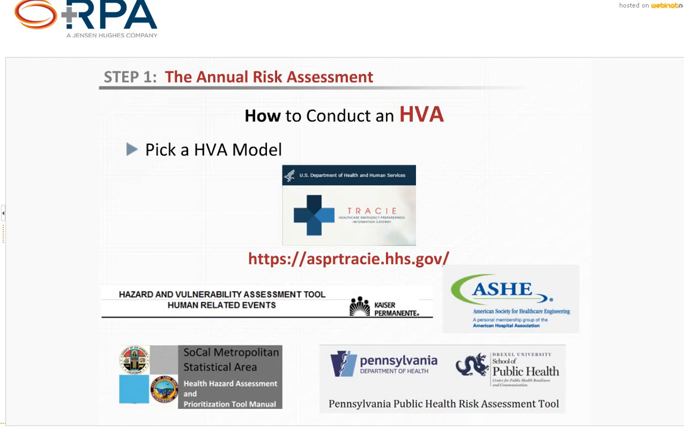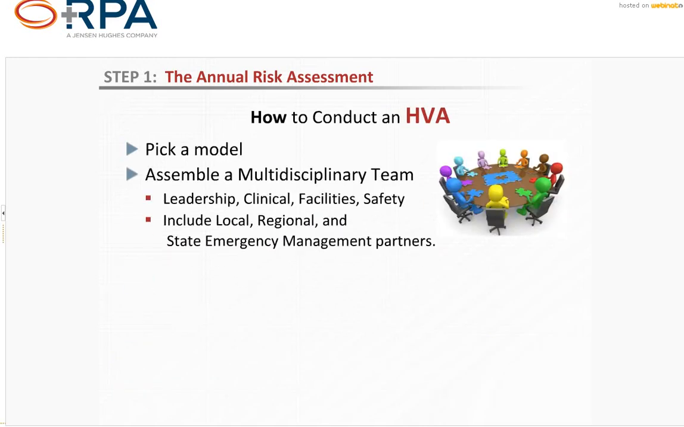So you have to pick a model, and any one of those models is designed in the same way, to provide you a systematic approach to addressing all hazards. So when we talk about an all hazards HVA, it's important that you take a look across the spectrum of what potentially could come into play at your specific facility. So if step one is pick a model, then step two is that you're going to assemble your team to go through that list and go through that model.